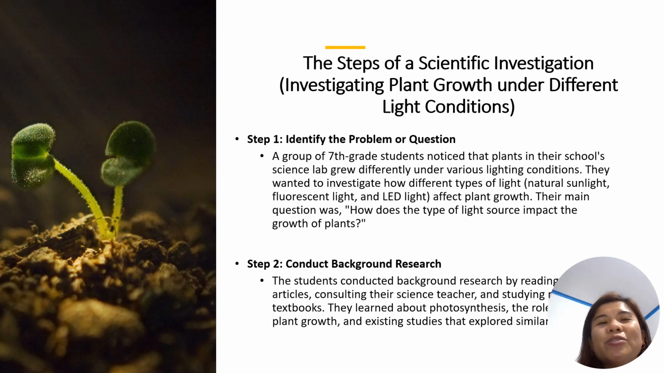Now let's proceed to step two, which is conduct background research. So an example is that the students conducted background research by reading books, articles, consulting their science teacher, and studying textbooks. Now they learned about photosynthesis, the role of light in plant growth, and existing studies that explored it. Okay, so they learned it by reading different articles, books, etc.